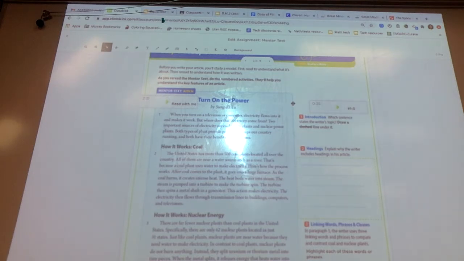How it works. Nuclear energy. There are far fewer nuclear plants than coal plants in the United States. Specifically, there are only 62 nuclear plants located in just 31 states. That's double. Just like coal plants, nuclear plants are near water because they need water to make electricity. In contrast to coal plants, nuclear plants do not burn anything. Instead, they split uranium or thorium metal into tiny pieces.